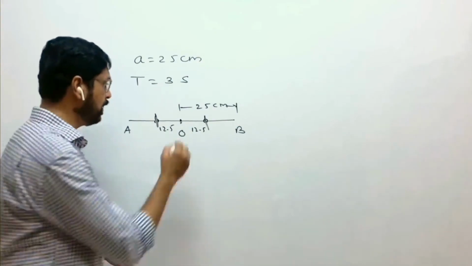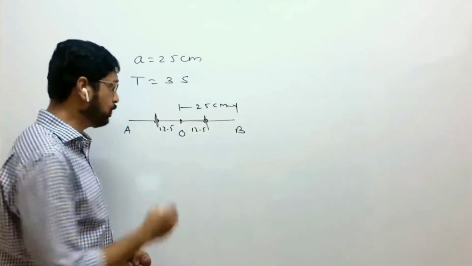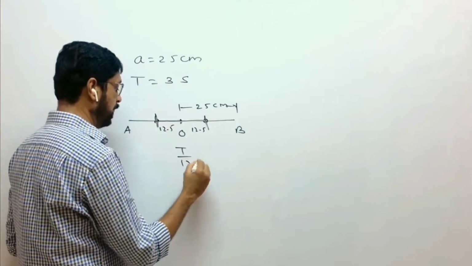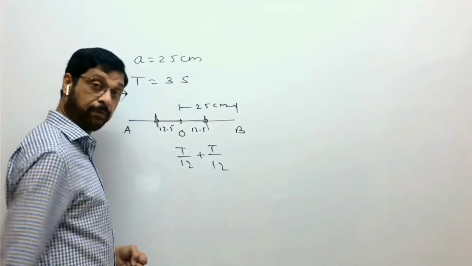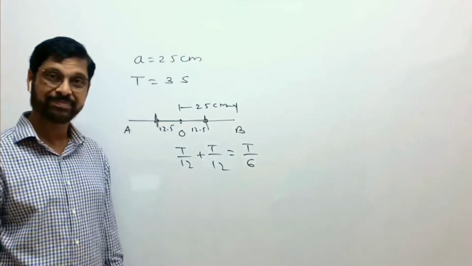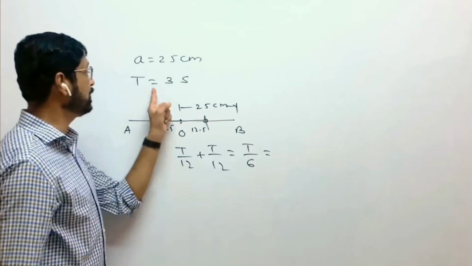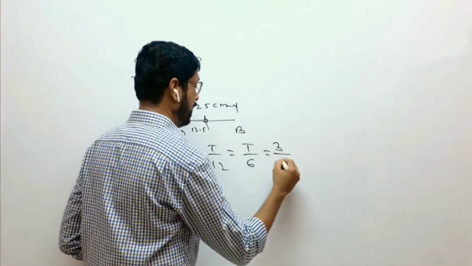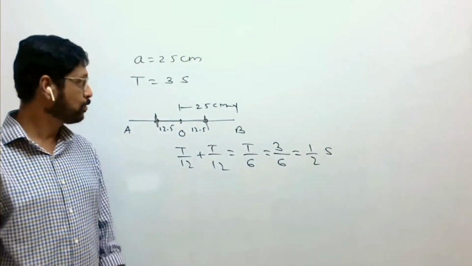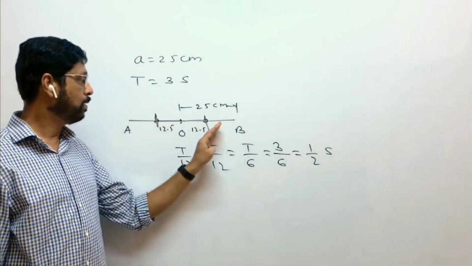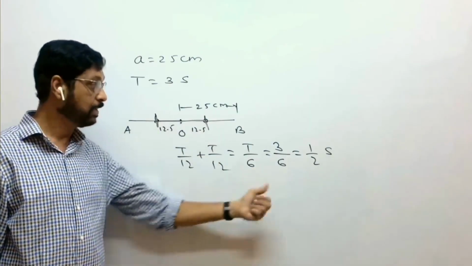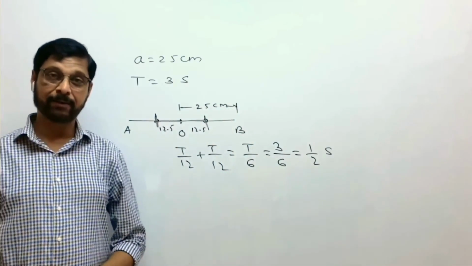अभी जैसे हमने किया था, यहाँ से यहाँ तक कितना समय लगता है? T by 12. यहाँ से यहाँ तक T by 12. तो total time will be T by 12 plus T by 12. That is 2T by 12 or T by 6. That is equal to, T is given to be 3, so 3 by 6. That is 1 by 2 second. So time taken to move from 12.5 centimeter on either side of the mean position is how much? 1 by 2 second. Direct answer.